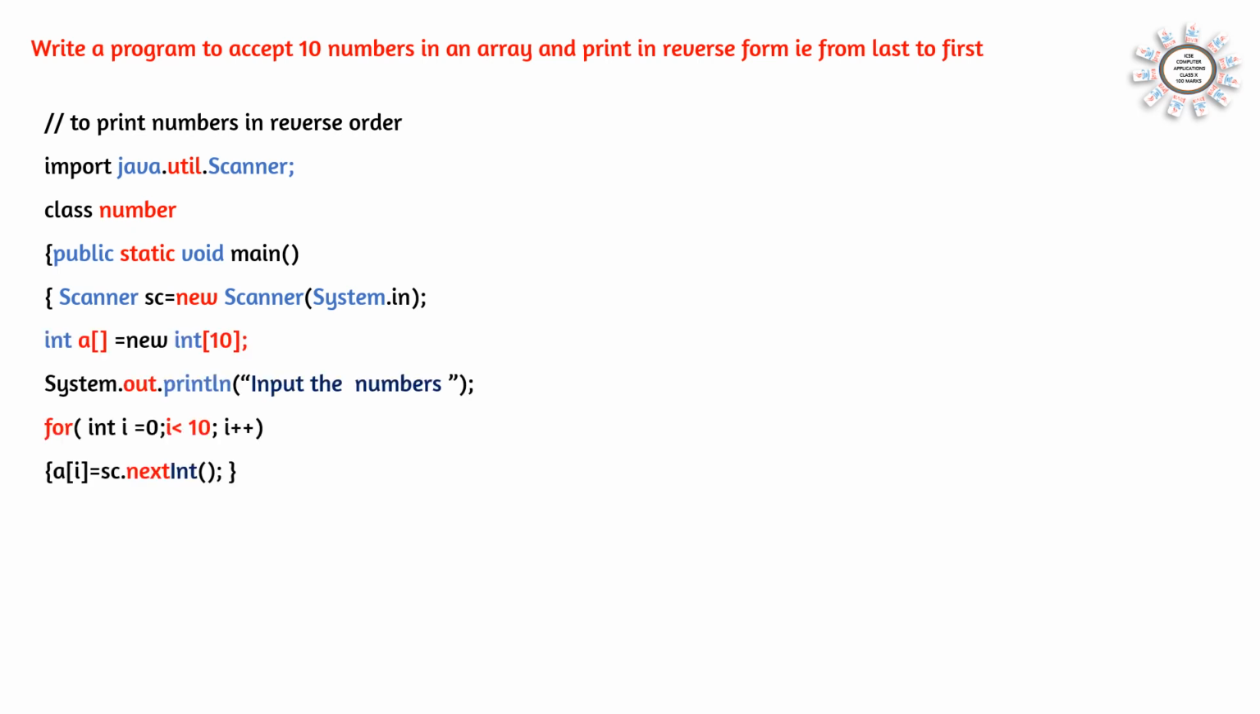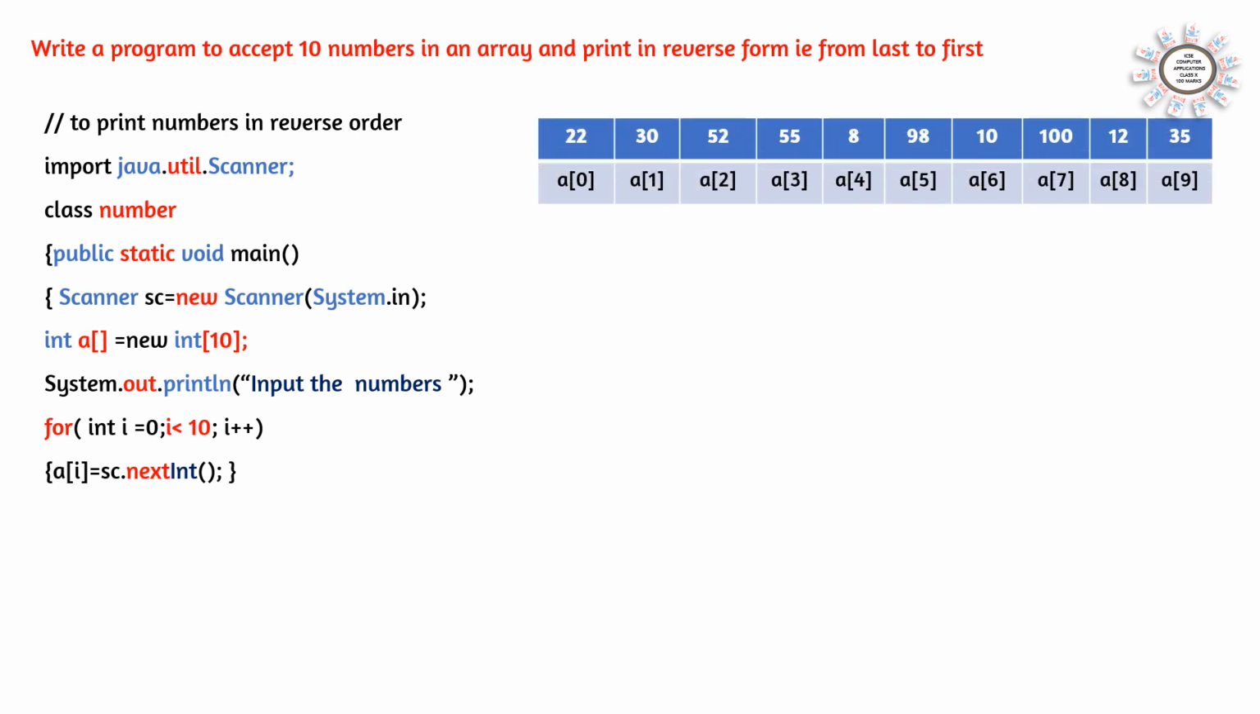And now first of all declare the array, int a[] is equal to new int[10]. Here we are declaring the array and accepting the numbers. That means int I is equal to 0, I less than 10. Here we have 10 numbers, I plus plus. And a[I] is equal to sc.nextInt(). Here we are accepting the 10 elements. So we got the array in this form.